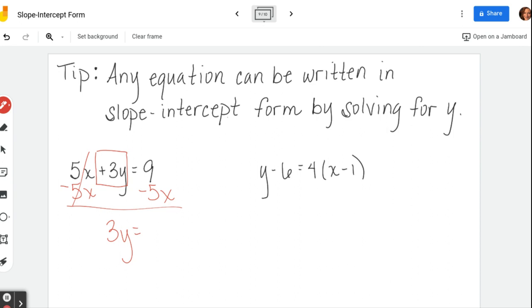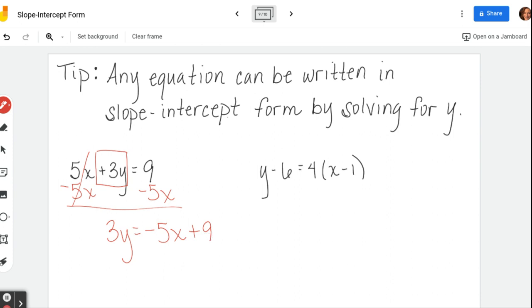I can't put the 9 and the 5x together. They're not like terms. One of them has an x and the other one doesn't. So that is not the same thing as 4x. It's not wrong if you put the 9 first, but slope-intercept form, it's supposed to be y equals mx plus b. The x part is supposed to go first, right after the equal sign. So I'm going to put my -5x and then my +9.